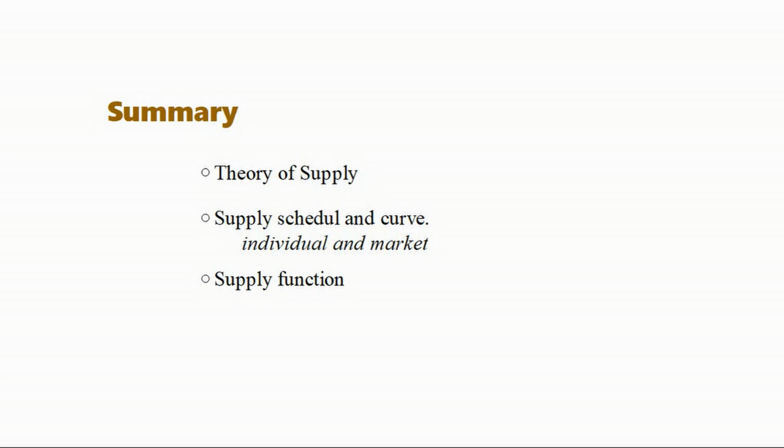The other part is the supply function, which shows us the functional relationship between supply of a commodity and the factors that affect the supply. A number of factors are there: the price of the commodity, the price of related goods, the price of factors of production, objective of the firm, and other relevant factors. All these factors influence the amount of commodity which is available in the market. This is all we have discussed in this short lesson video.